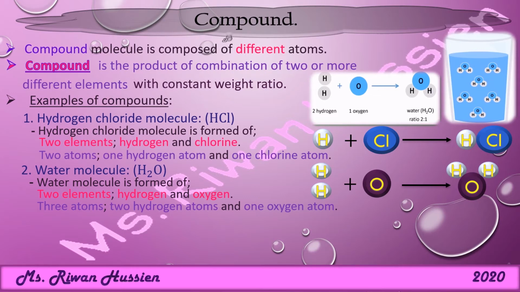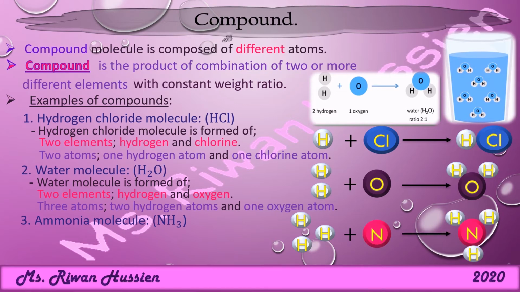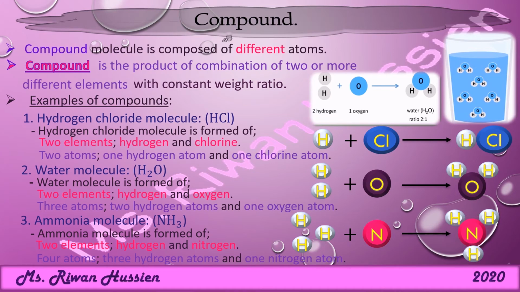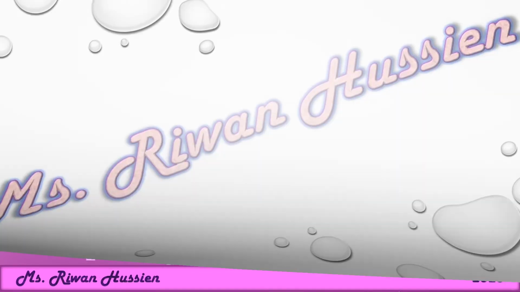Moving to the third example, ammonia molecule. It is a product of combination of 3 hydrogen atoms and 1 nitrogen atom. So we can say that ammonia molecule is formed of 2 elements, hydrogen and nitrogen, and it has 4 atoms in each molecule, 3 hydrogen atoms and 1 nitrogen atom.